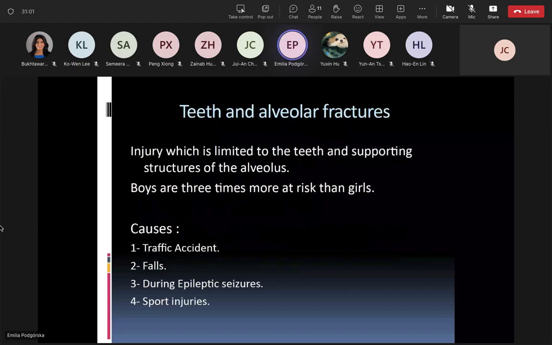Teeth and alveolar fracture: injury which is limited to the teeth and supporting structures of the alveolus. Boys are 3 times more at risk than girls. Causes: traffic accidents, falls during epileptic seizures, sports injuries.